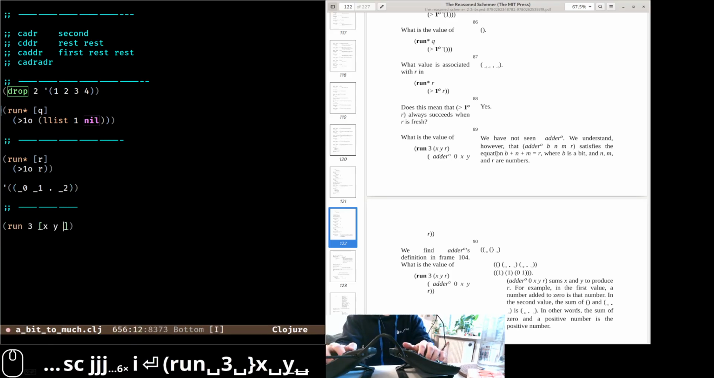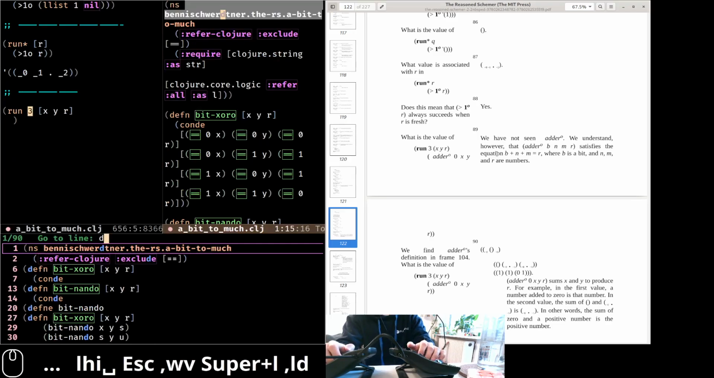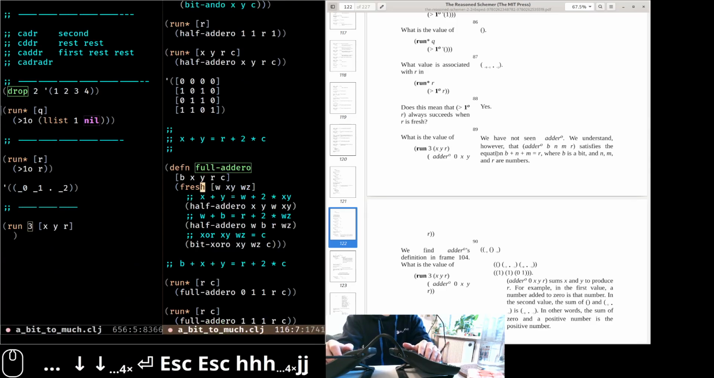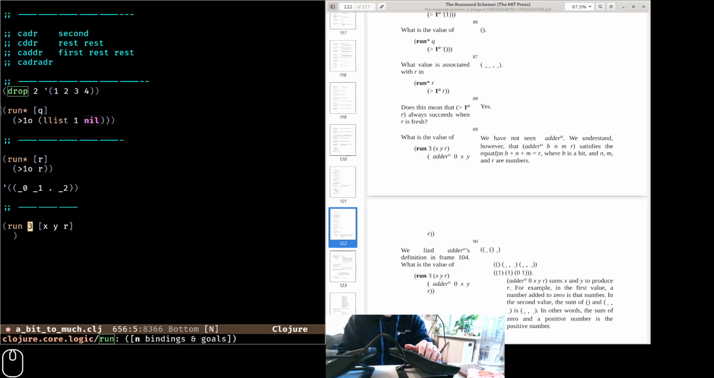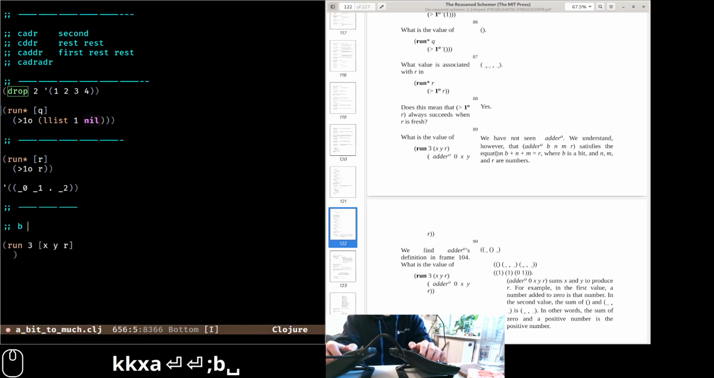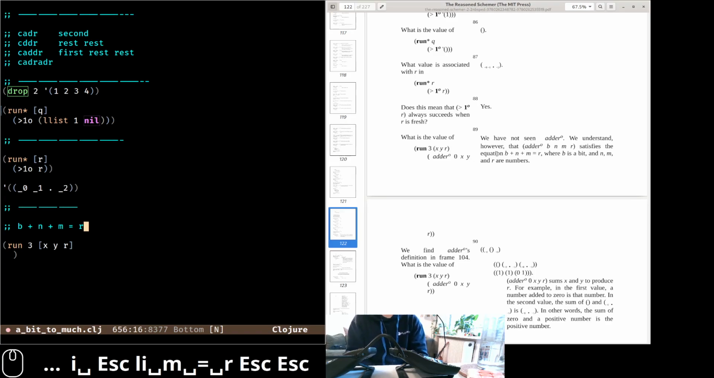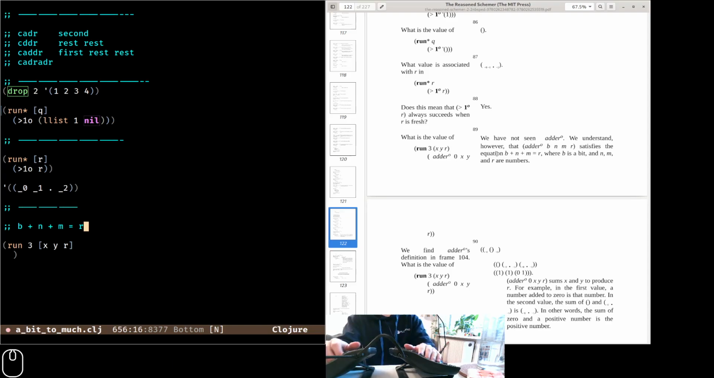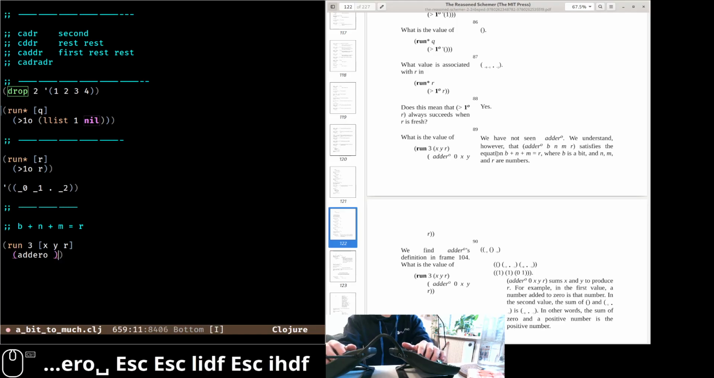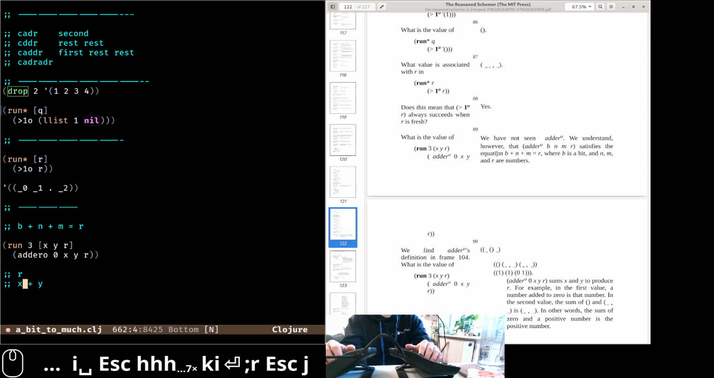What is the value of run 3 x y r, and then add a row? Let me make sure that I have add a row. I don't have add a row. We have not seen add a row. We understand, however, that add a row b n m r satisfies the equation b plus n plus m equals r, where b is a bit, and n, m, and r are numbers. So if I say run 3, add 0, then 0 says don't increment by 1, because b is a bit, I guess. And then x and y, and then r. In general, r is x plus y, I guess.